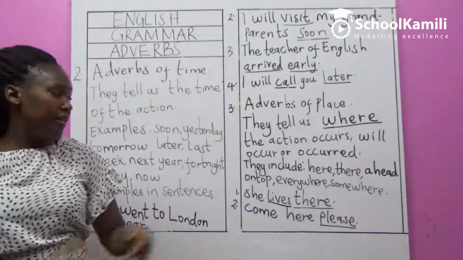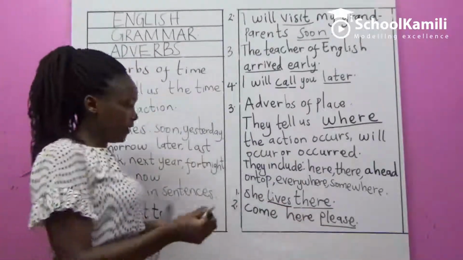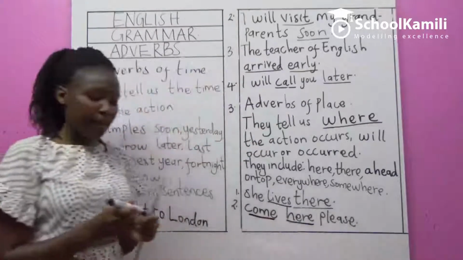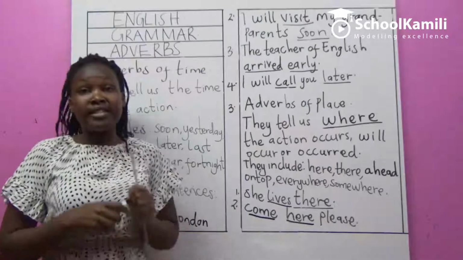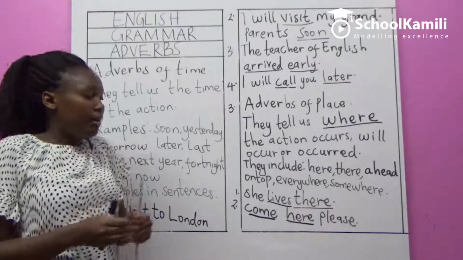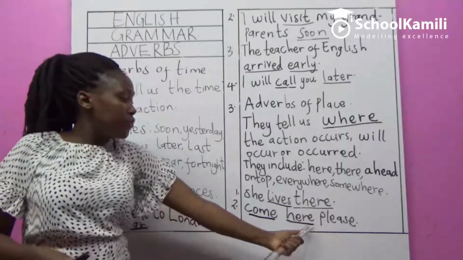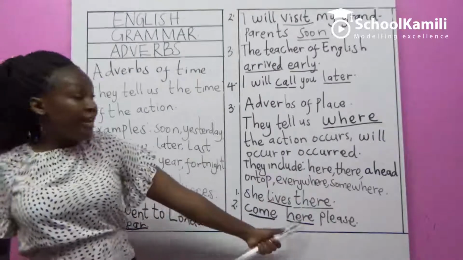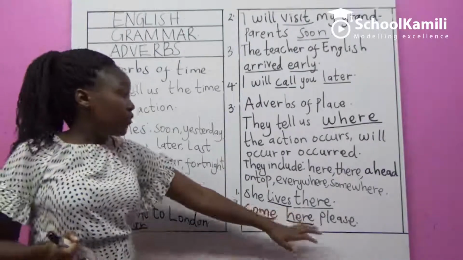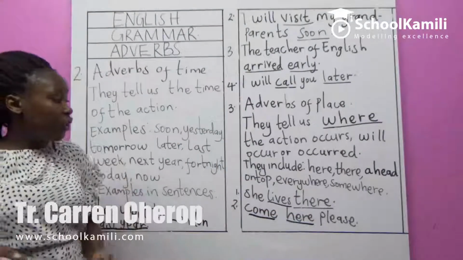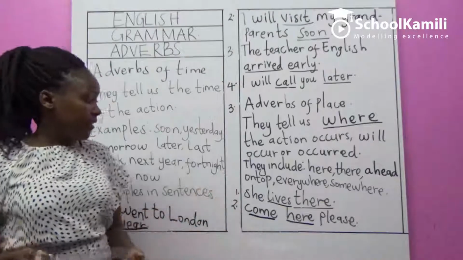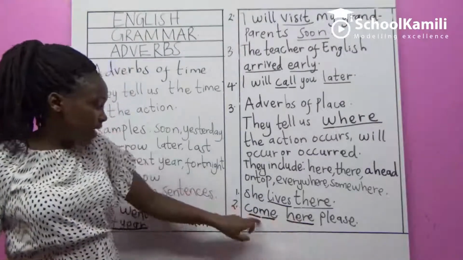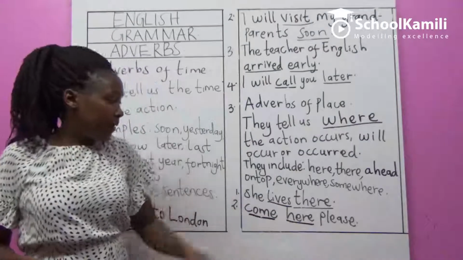Then the next example is come here, please. I shouldn't have underlined this. Come is an action. It is something that is being done, or a verb. And here has been used to tell us about the action. So here is an adverb of place because it is telling us where the action is being done. And the place where the action is being done in this case is here. So come is an action, then here is place.